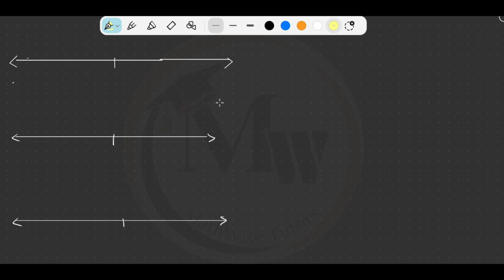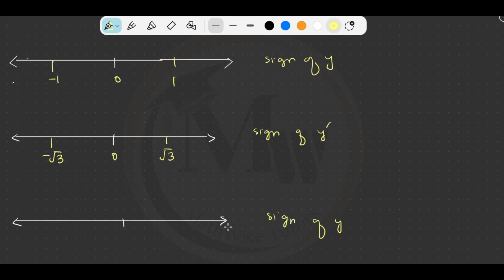By using the asymptote and intercepts, we identify the sign of y, and those are the values 0, 1 and -1, and we'll check the values around these points. And we check the sign of the first derivative by using the points 0, square root of 3 and negative square root of 3. And we check the sign of the double dash using 0, square root of 6 and negative square root of 6. These are the values that we identified above.